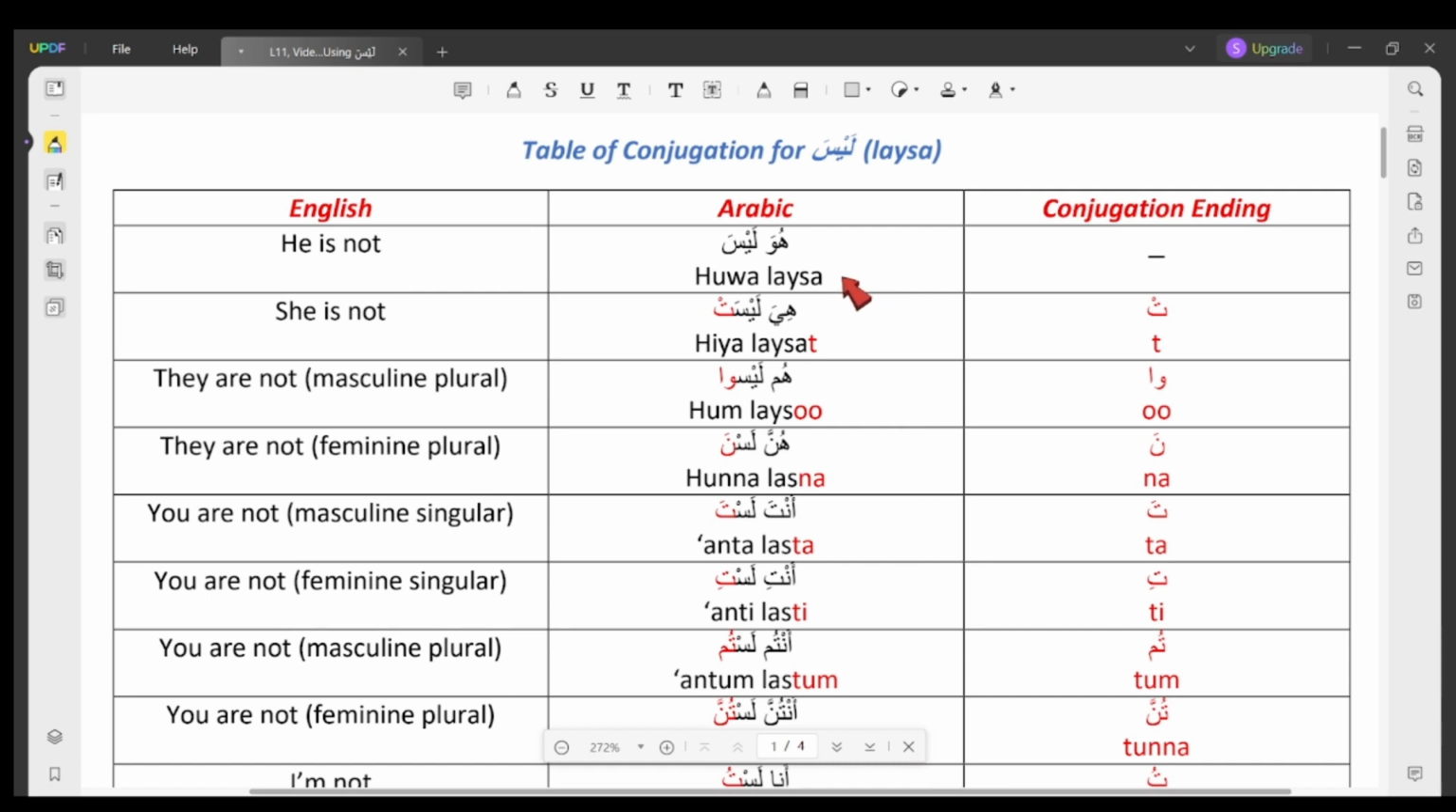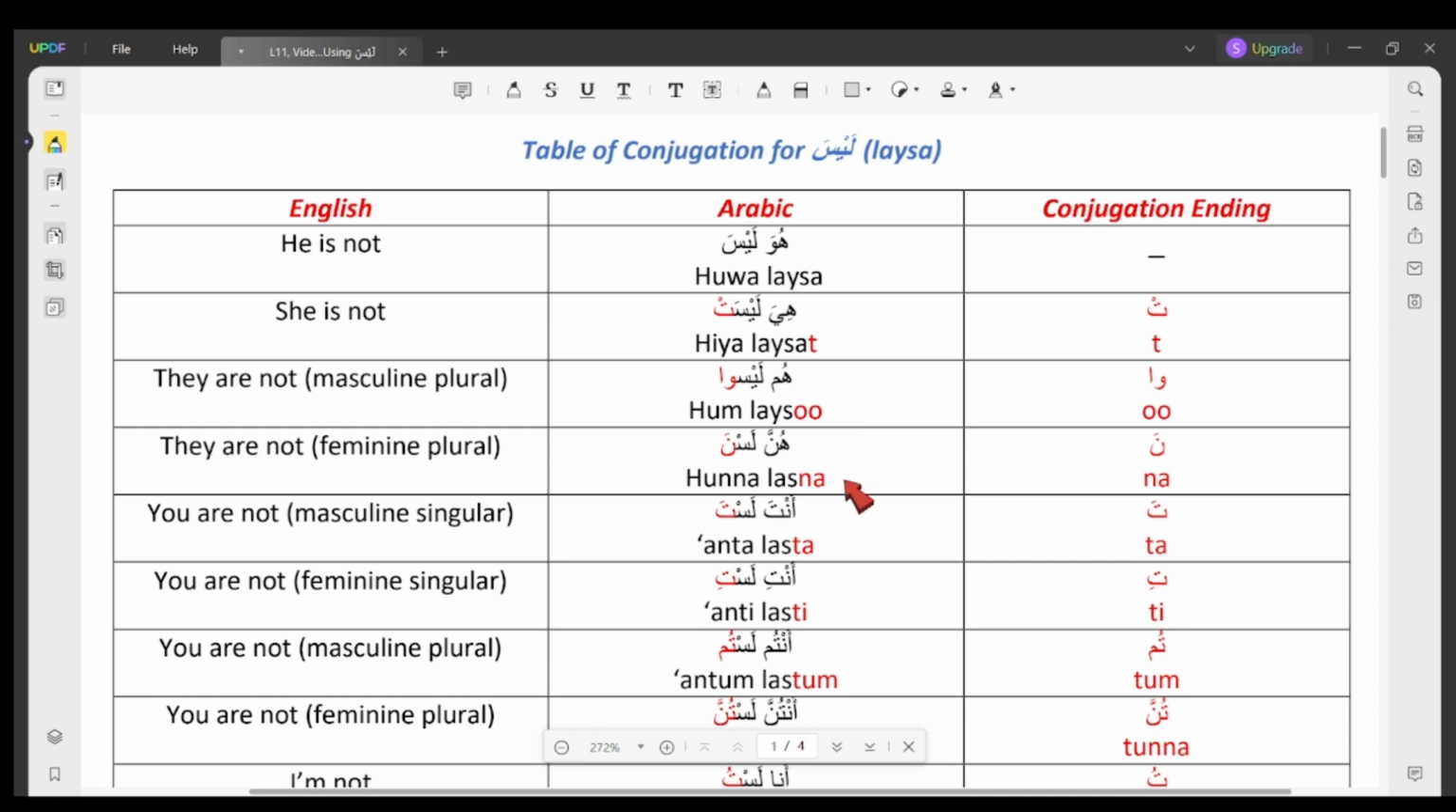He is not. هو ليس. The second one, she is not. هي ليست. Now, as you can see, laysa has changed to laysat with a t at the end to match she. Let's look at the third one. هم ليسوا. Again, the ending of laysa has changed to match they or whom.